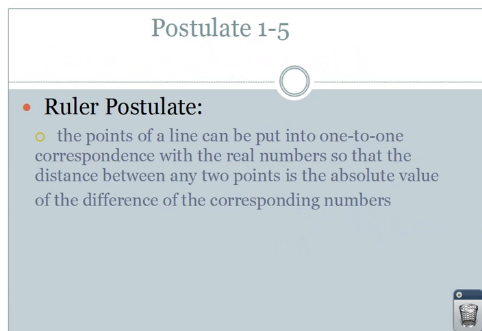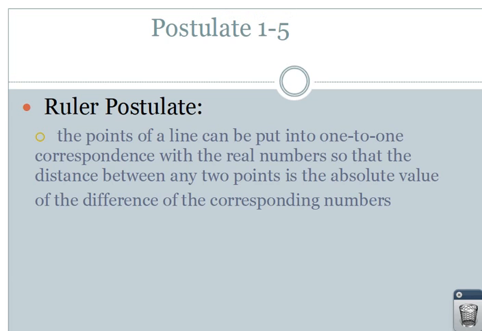All right, first postulate. It's a kind of a long one. It's called the ruler postulate. What it says is the points of a line can be put in a one-to-one correspondence with the real numbers so that the distance between any 2 points is the absolute value of the difference of the corresponding numbers.